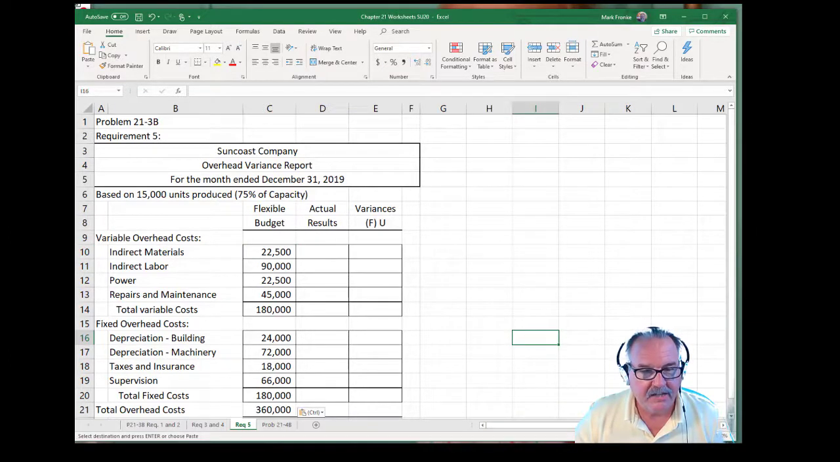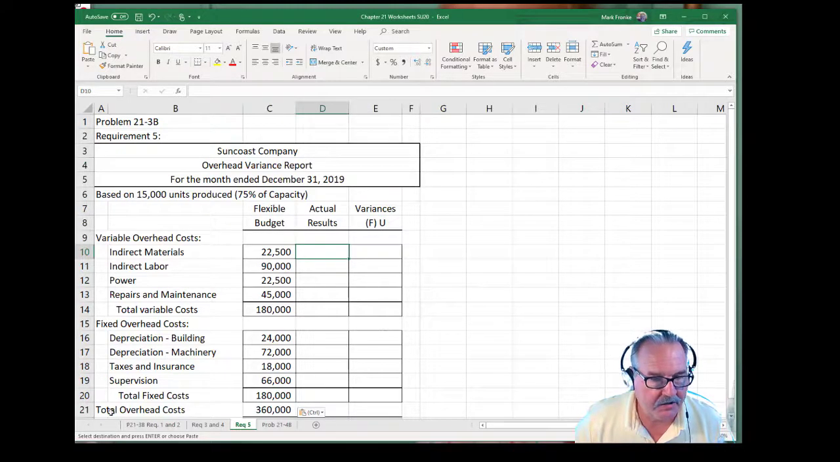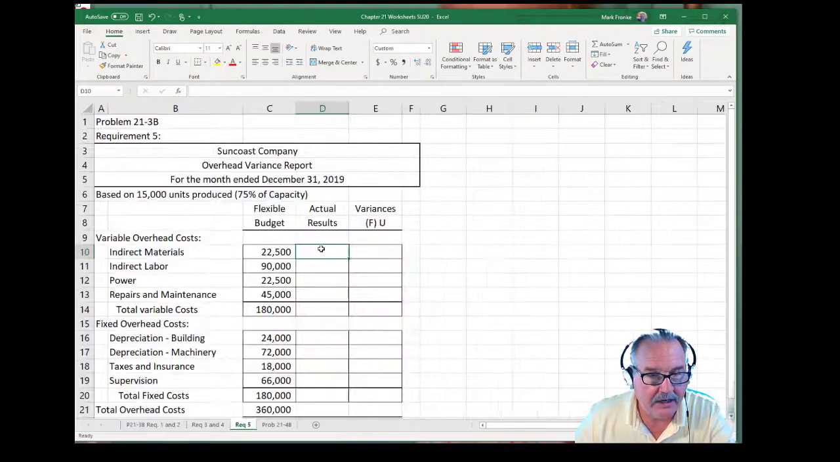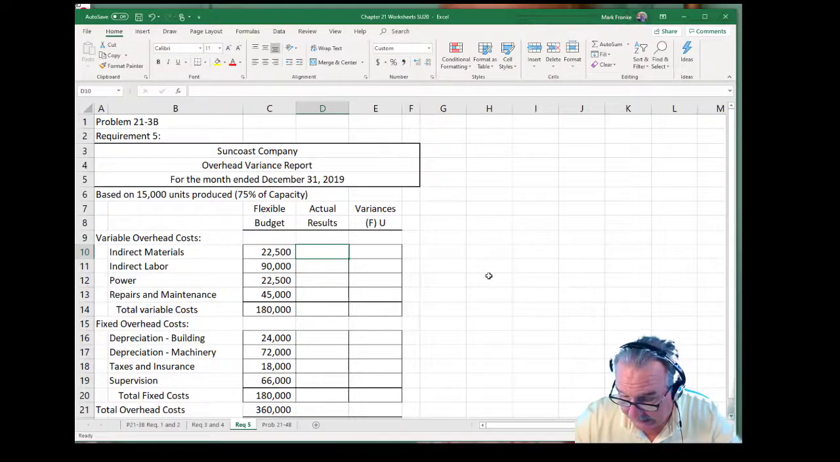This came right from the middle column of our flexible budget we did in requirements 1 and 2, this middle column right here. And so now we're going to drop in the actual numbers. This is what we actually spent during the month.